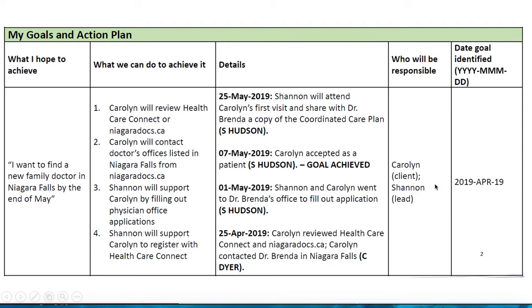The last section is called Date the Goal is Identified. So this is the date the goal was originally identified. It provides a timeline and context for anyone that reads the CCP.